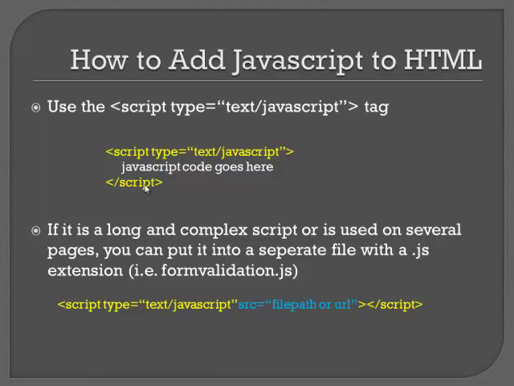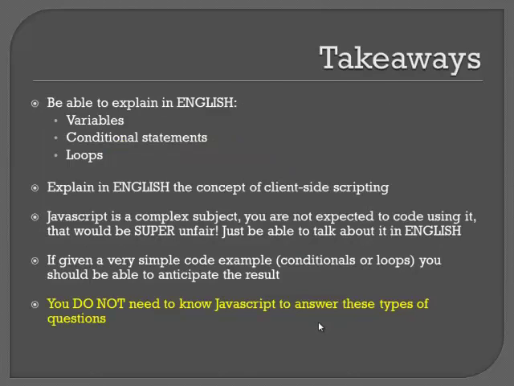So we just put this tag here: script type equals text/javascript, and then we can put JavaScript code here, and your browser will interpret that as JavaScript. Or the better way is to use this script tag, and then in the source you give it your file name, your file.js. JavaScript has the extension .js.